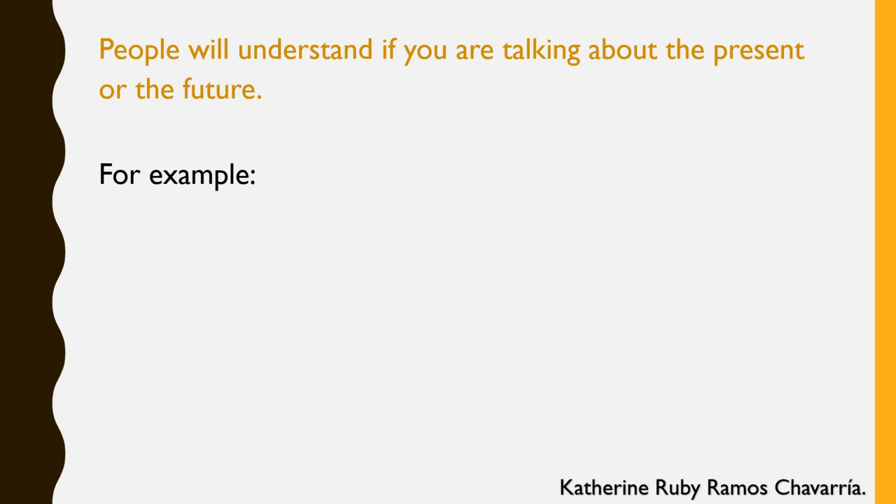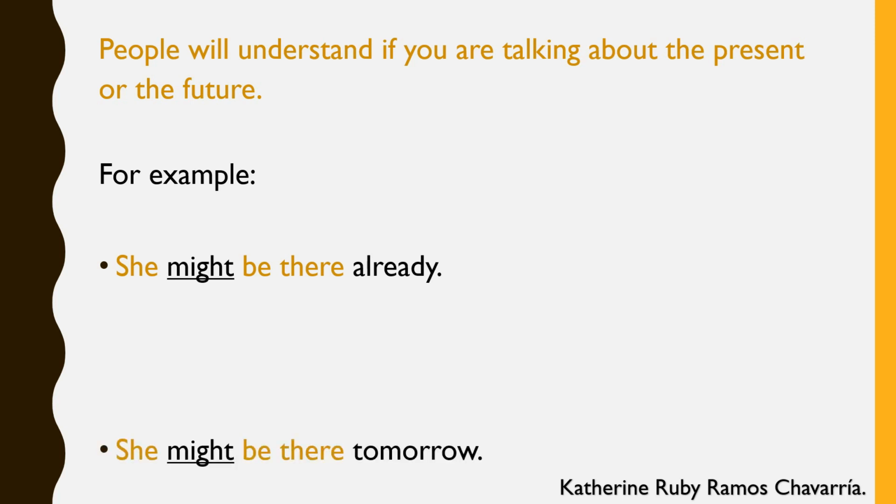For example, she might be there already. She might be there tomorrow. Here, the first sentence is about the present because we have the time phrase "already". And the second one is about the future because we have the time phrase "tomorrow" that expresses the action will be done in the future.